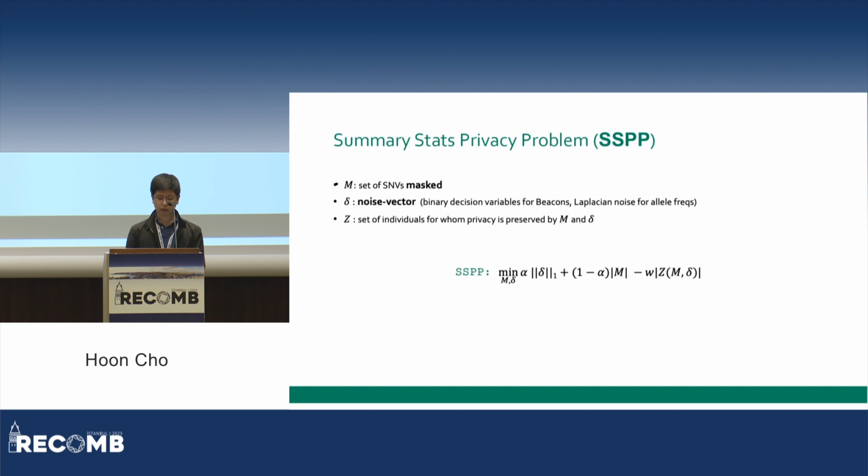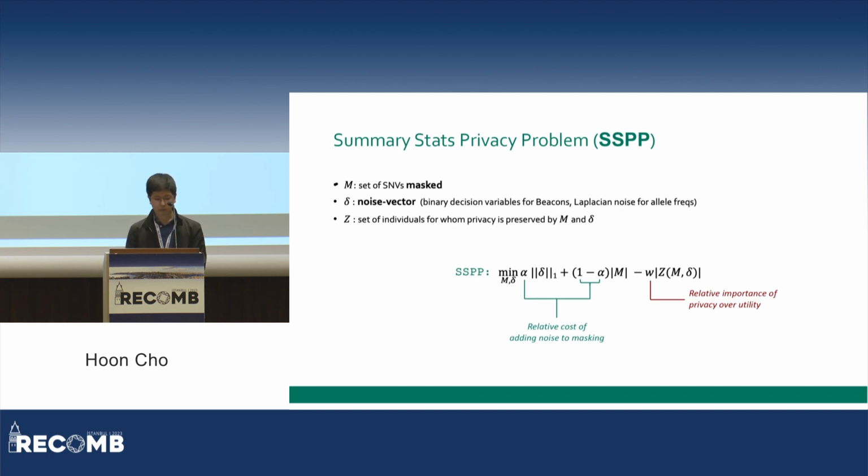There are a couple of additional parameters here that control the relative importance between these different terms. So alpha here controls the cost of noise addition compared to masking, and W controls the cost of privacy loss compared to utility loss. And the insight behind these parameters is that we can now vary these parameters to map out the trade-off for different settings to inform our decisions about the most promising strategy.